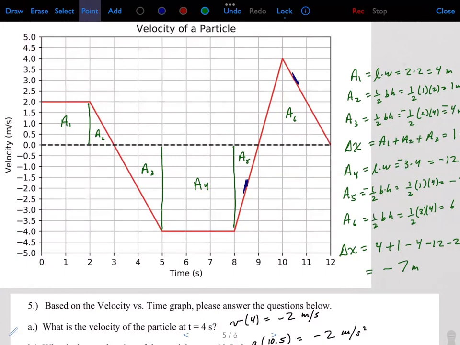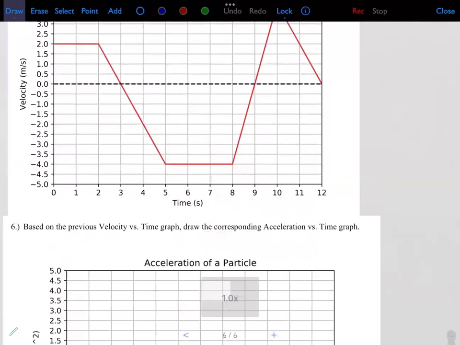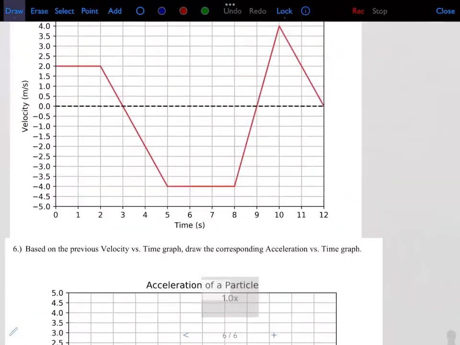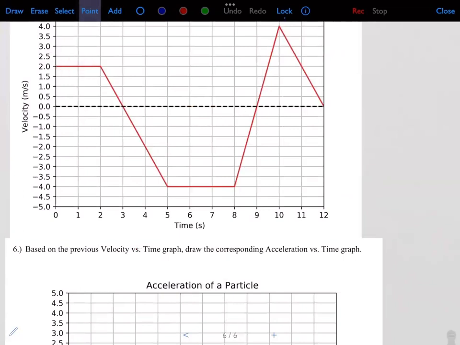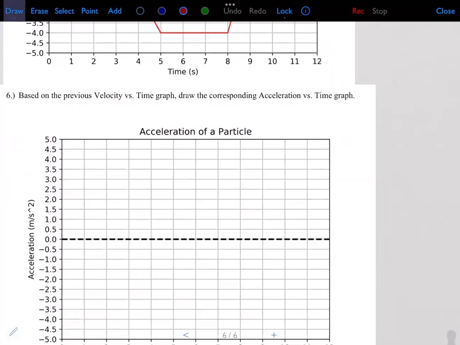Okay. All right. And then finally, let's draw the corresponding acceleration versus time graph. So to do that, I need to find all these slopes, right? So let's see, from 0 to 2, the slope is 0, right? So here, slope is 0. So that means the acceleration is 0. So something like that.